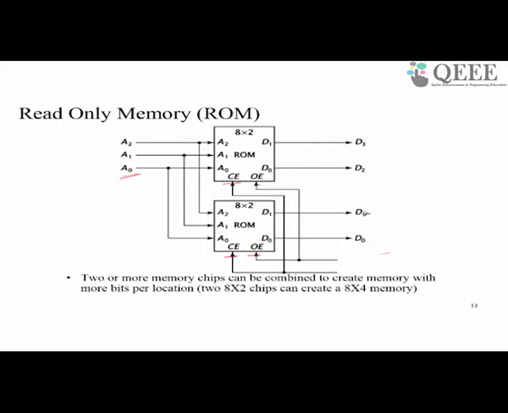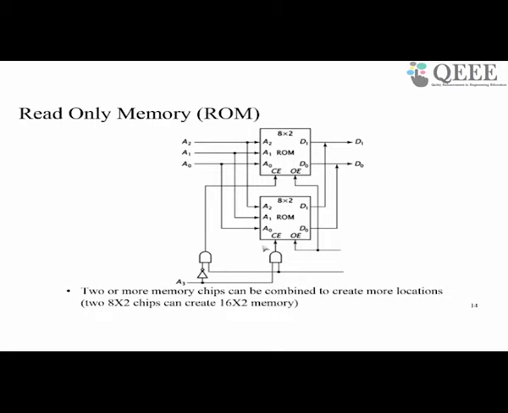The bits D0 and D1 are stored in this ROM. D2 and D3 are stored in the second ROM. So in each of these locations, for example in address location 0, 2 bits are being stored in this ROM, while the 2 lower significant bits are stored in this ROM. So this way we can construct a memory which has got more data bits per location.